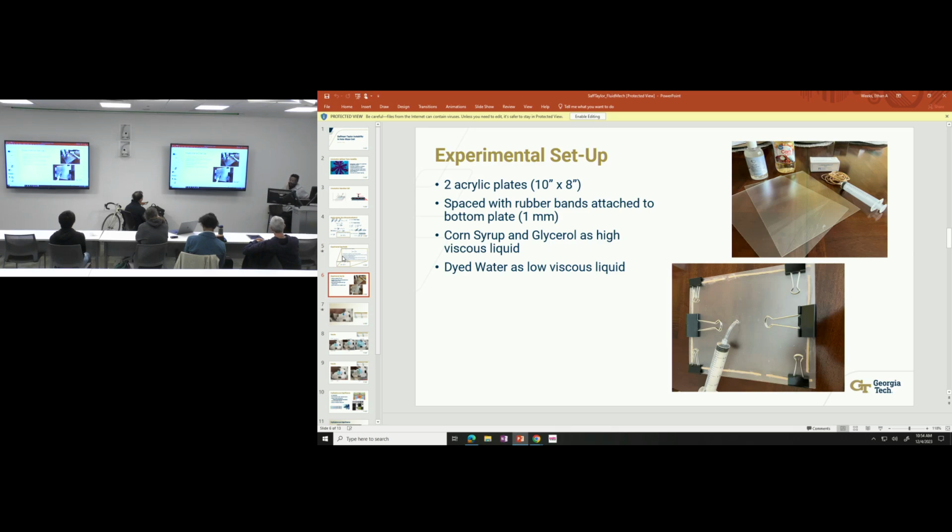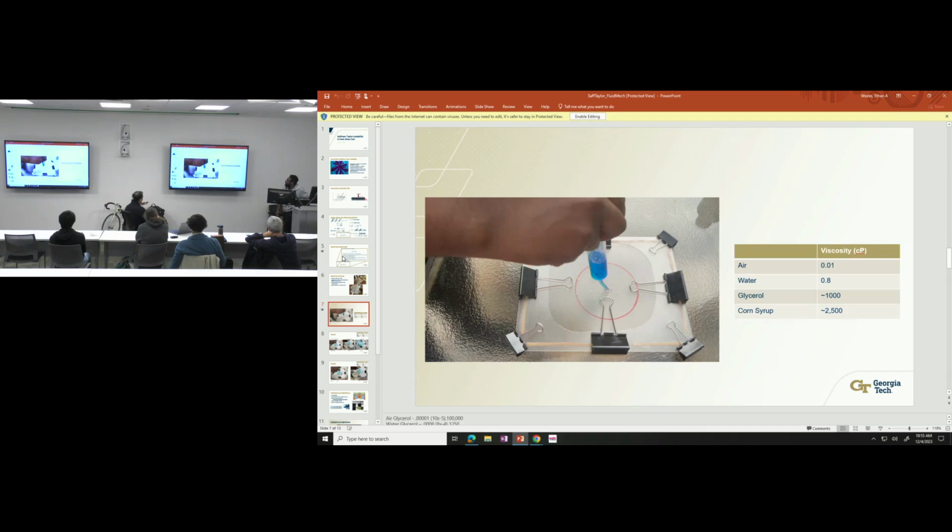There are rubber bands that are about 1 millimeter that are used to space the two plates. So that b is about 1 millimeter. And then for my two liquids of higher viscosity, I use glycerol and corn syrup. Corn syrup is slightly more viscous than glycerol. And then dyed water is our low viscosity liquid.